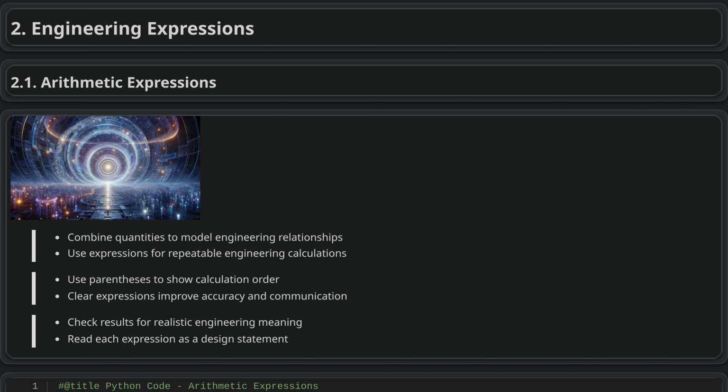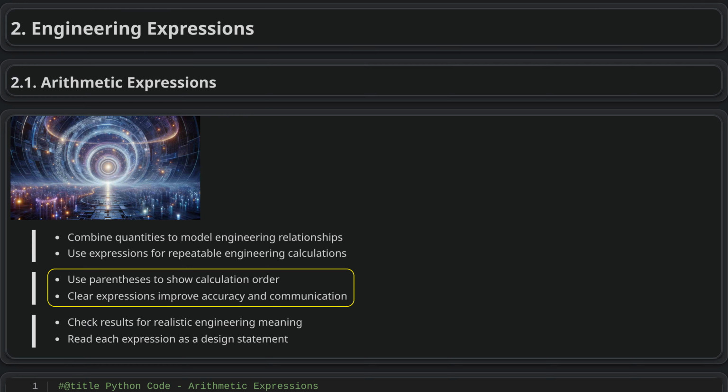Engineering expressions. Arithmetic expressions. Arithmetic expressions help civil engineers turn raw data into useful results, such as loads, volumes, and costs. Operations like addition, subtraction, multiplication, division, and exponents support common calculations for structures and materials. When these expressions are organized carefully, they make engineering work more consistent and meaningful than simple calculation alone.